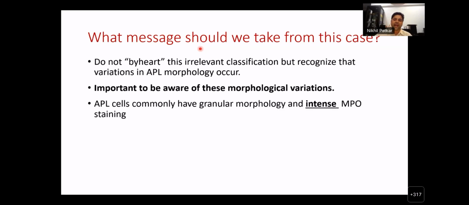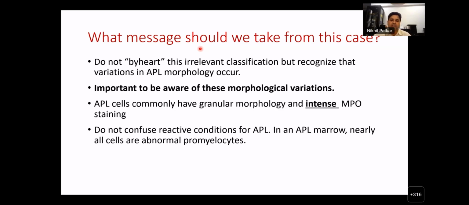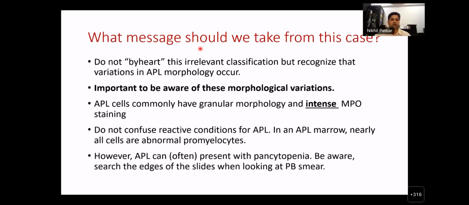You must be wary of any case which has granular cytoplasm and intense MPO staining. Okay, and do not confuse reactive conditions for APL. If you are doing a marrow for sepsis or something, you will see a very angry marrow with lots of promyelocytes. But the key to remember is that in an APL marrow, all cells are abnormal promyelocytes. There are no normal cells moving around in the background and so on.